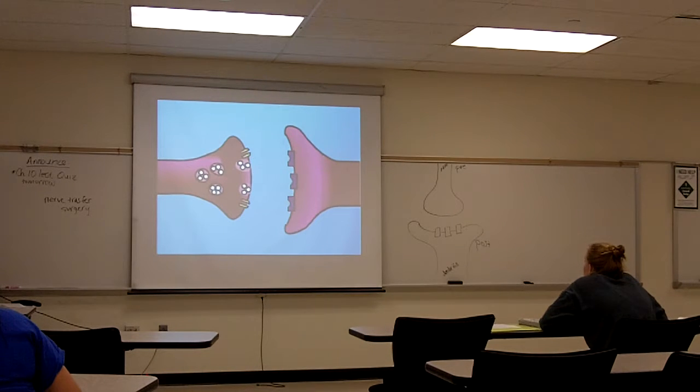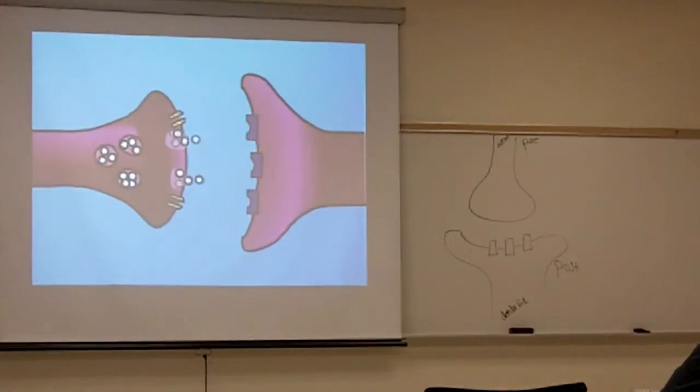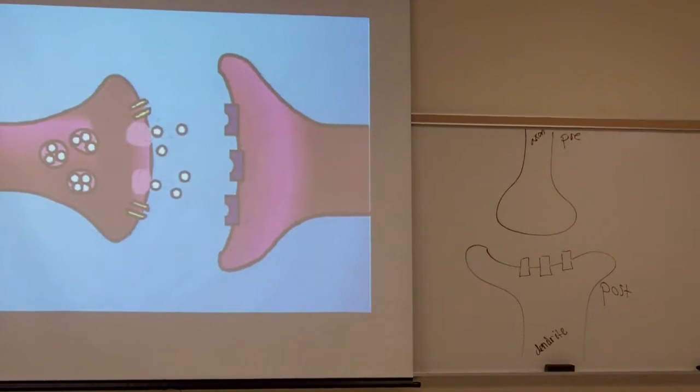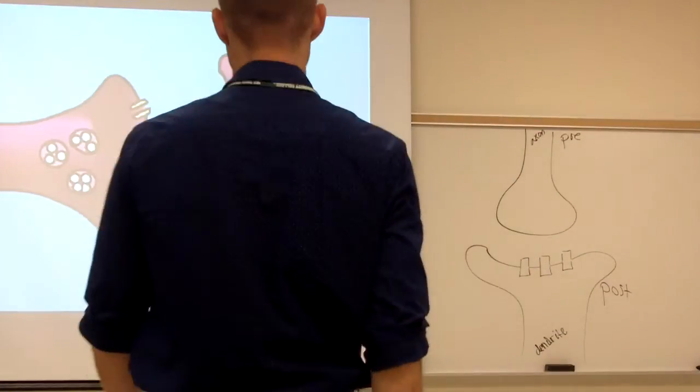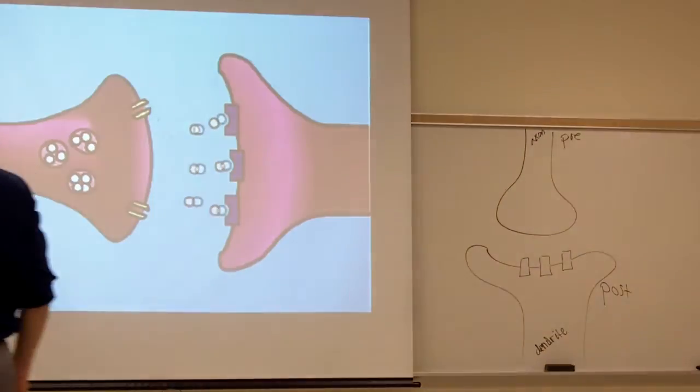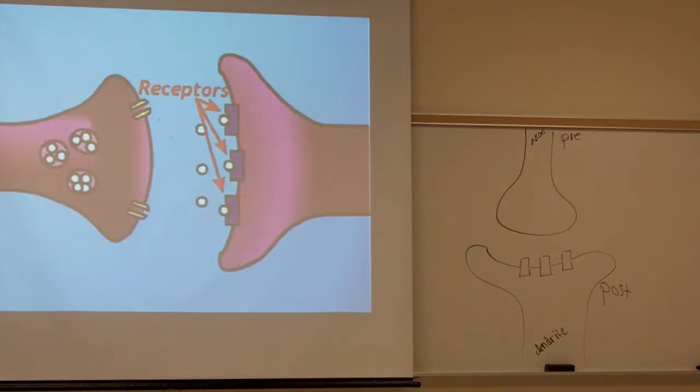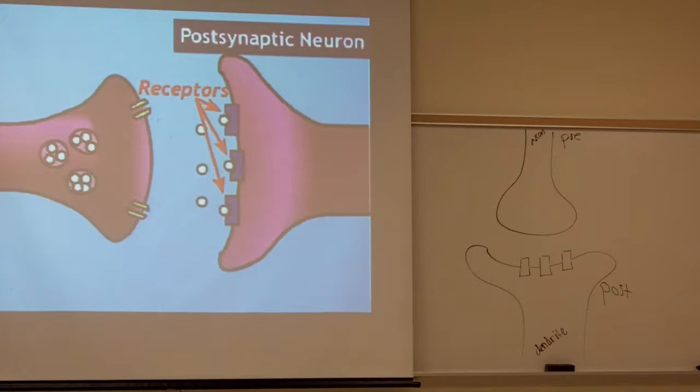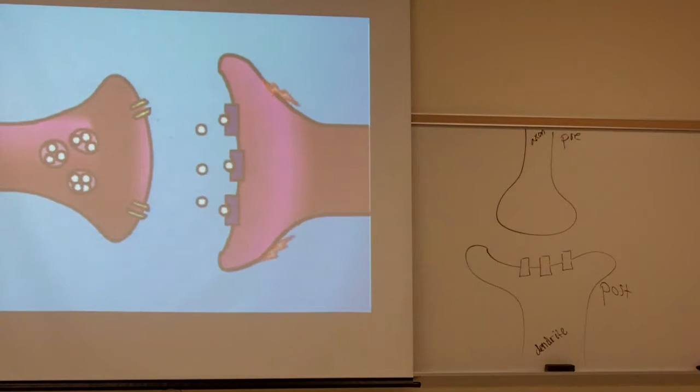The membrane of the vesicle fuses with the membrane of the axon terminal, enabling the vesicle to release its contents into the synaptic space. The molecules released from the vesicles are chemicals called neurotransmitters. They drift across the synaptic space and bind to special proteins called receptors on the postsynaptic neuron. The binding of a neurotransmitter to its receptor can trigger an action potential in the postsynaptic neuron.